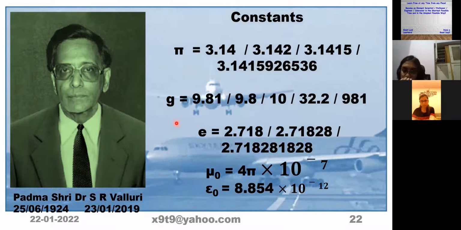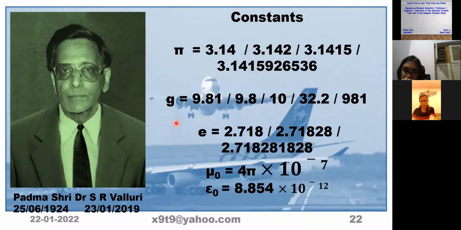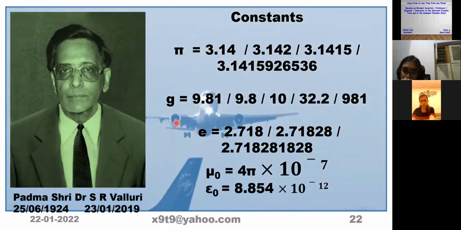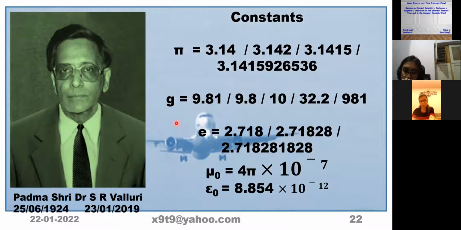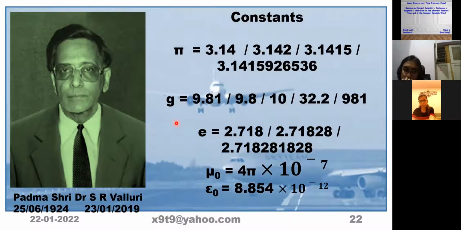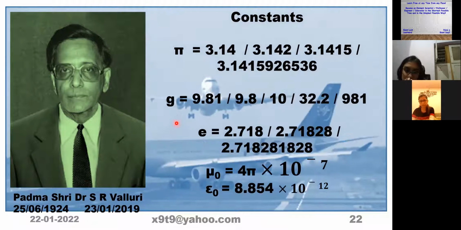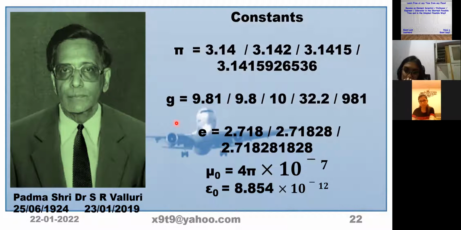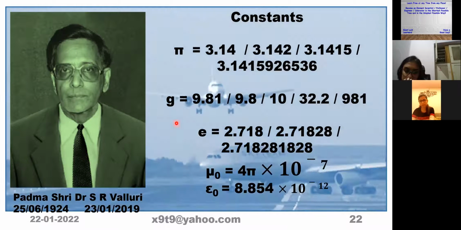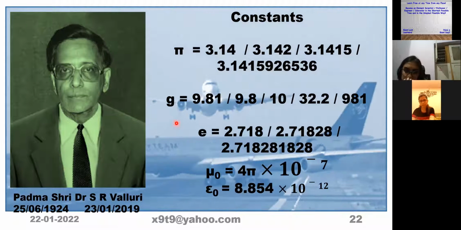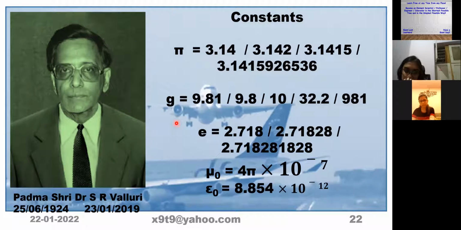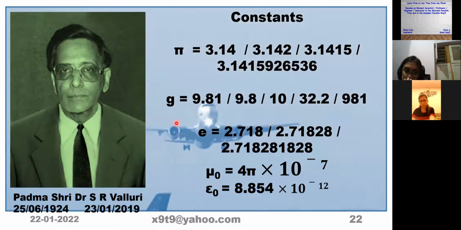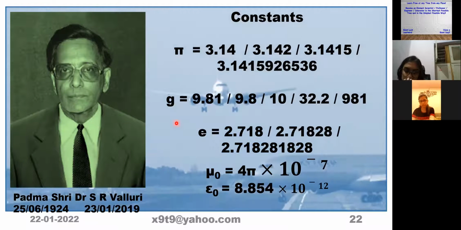Therefore, the value of g will be more at which place, at poles or equator? At poles. So, suppose you purchase something like gold at the equator. The weight of that will be g times the mass.